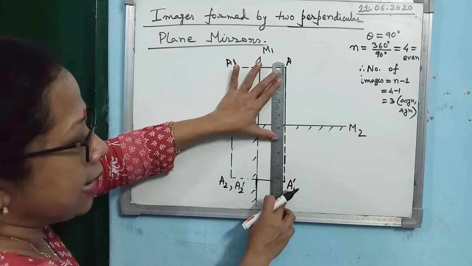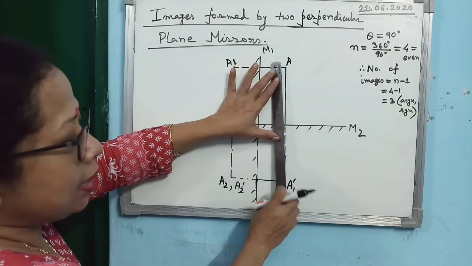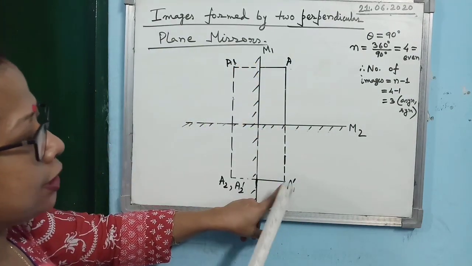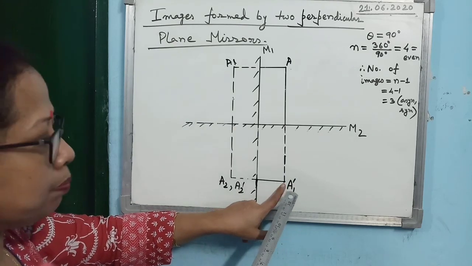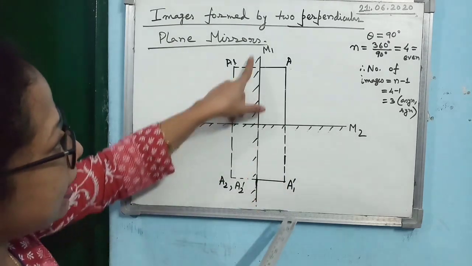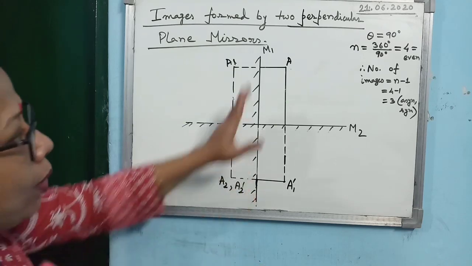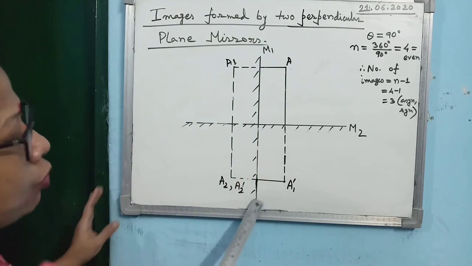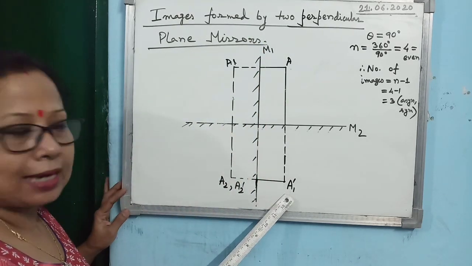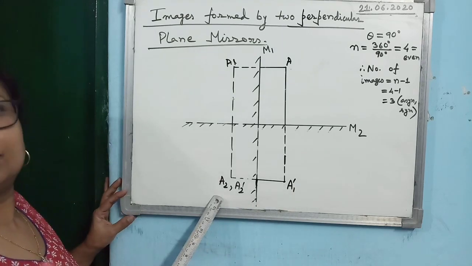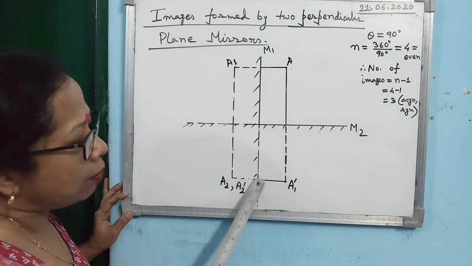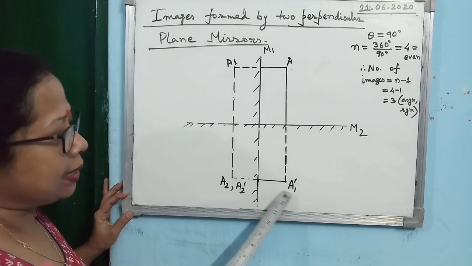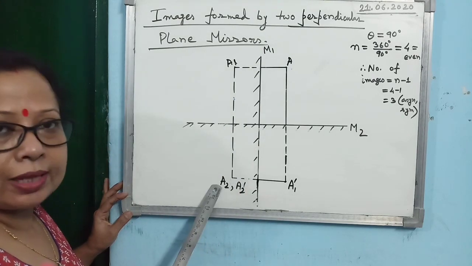I have named it A1 dash. Now you see A1 dash is behind M2, so M2 will not form any image, but A1 dash is in front of M1. So what will M1 do? M1 will form the image of A1 dash, and you will observe the fantastic thing: the image formed by M1 of A1 dash coincides with A2.